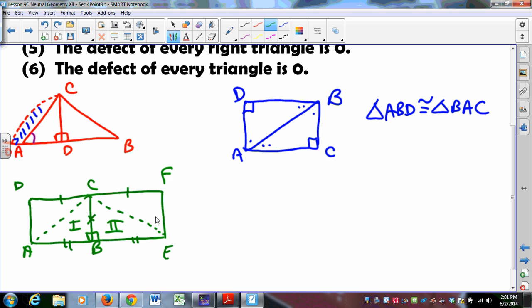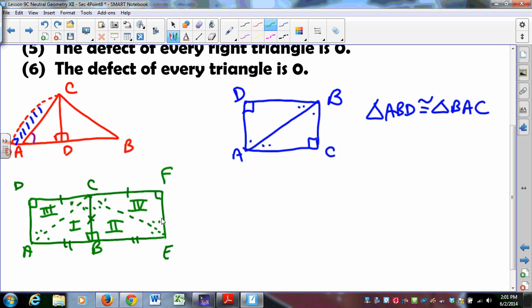And it's not too hard to show that triangle 3 is congruent to triangle 4. And it's not hard to show that triangle 1 is congruent to triangle 3. And once that happens, you've got right angles here. Those add up to 90, so those add up to 90, and you get 90-degree angles all over the place.